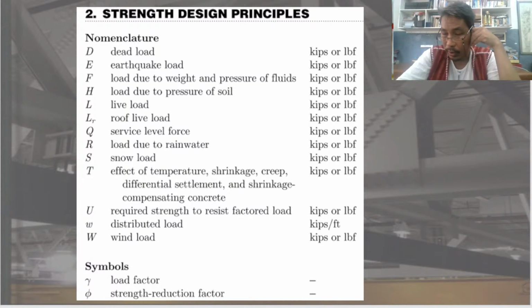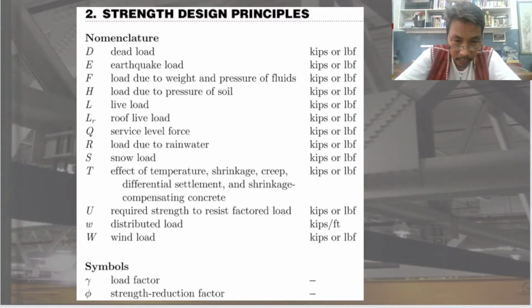W, the same with our previous technical knowledge on theory of structures, is distributed load. W, capital, that is wind load. And since we have distributed load, we also have concentrated load, which is usually represented by capital letter P. Another symbol we have is the load factor.